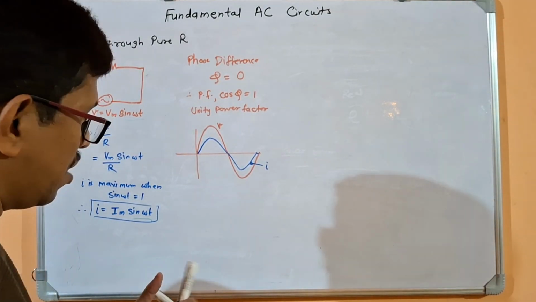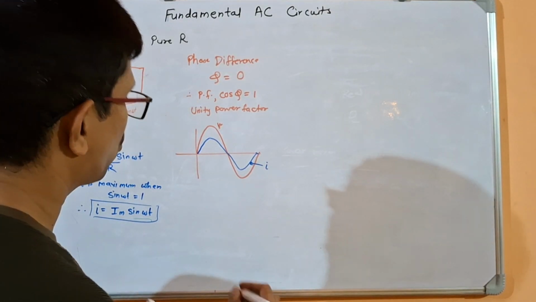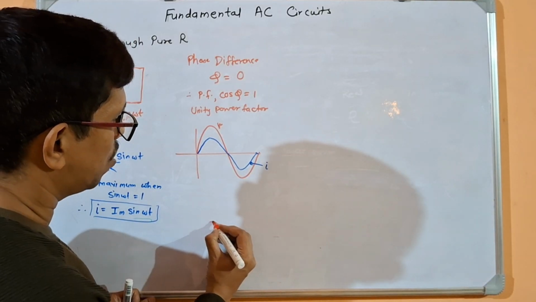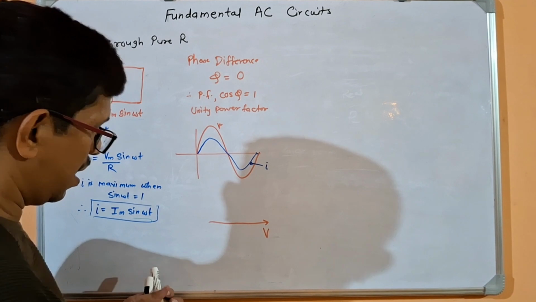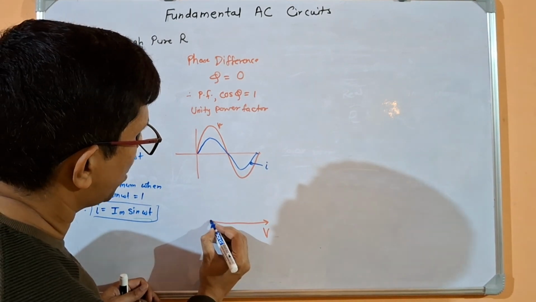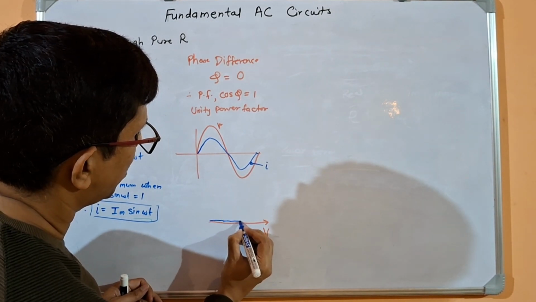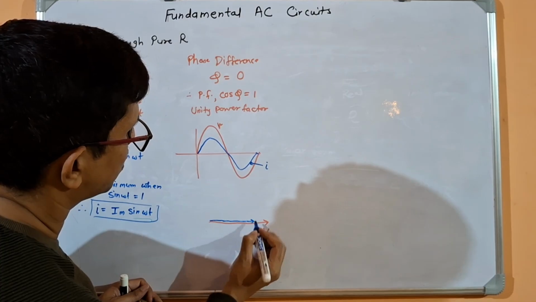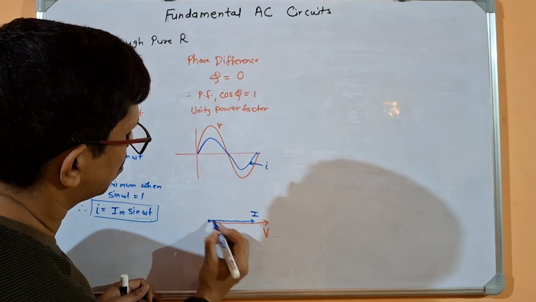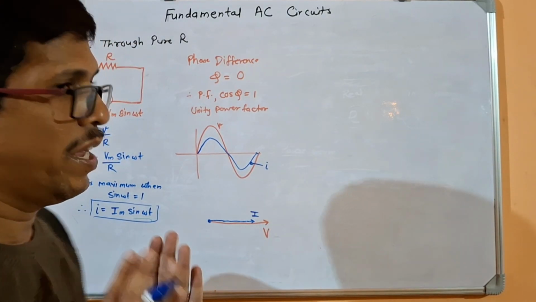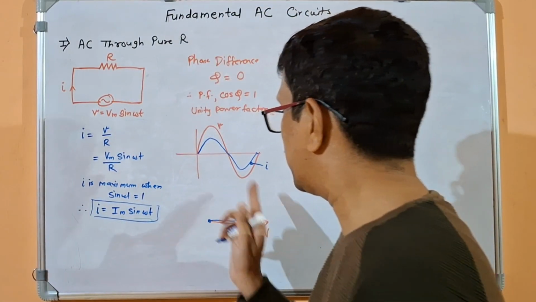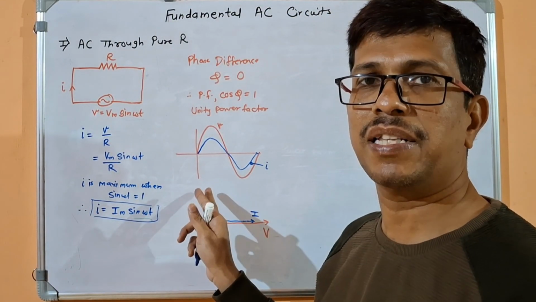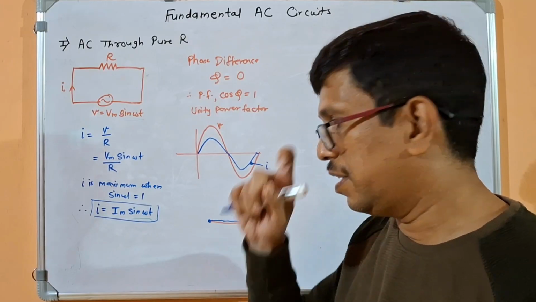Similarly, we can draw the phasor diagram. In the phasor diagram, the voltage phasor lies on the x-axis and the current phasor also lies on the same line without any phase difference. So this is a common point for both. They are on the same reference line, V and I. They will rotate simultaneously to attain the maximum value as well as the 0 value.